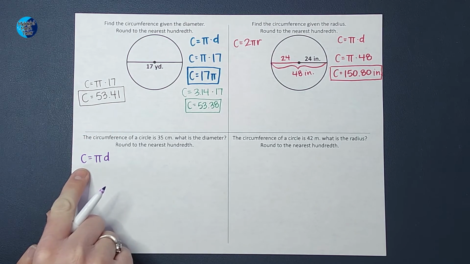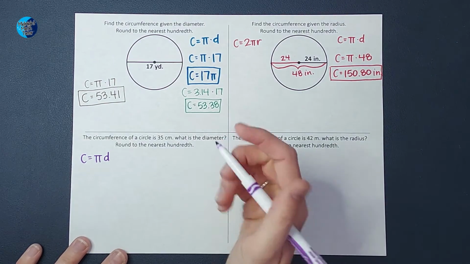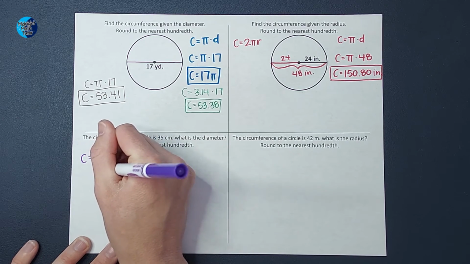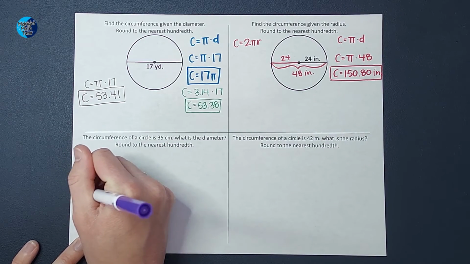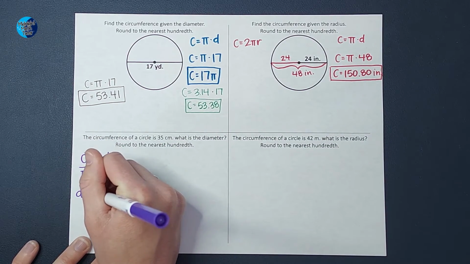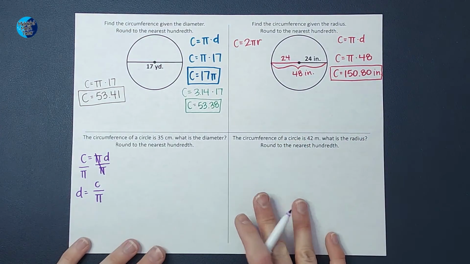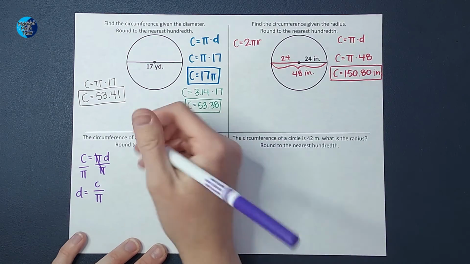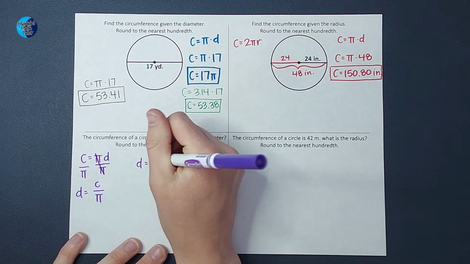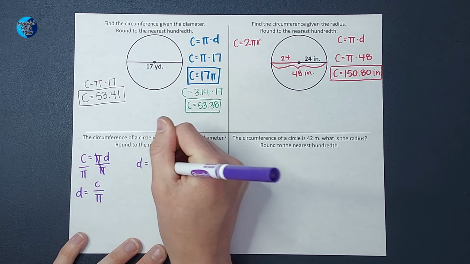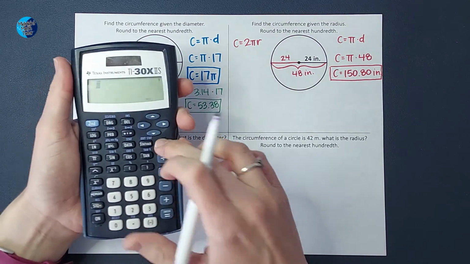So I've been given the circumference this time and I want the diameter. So I want d, or the diameter, alone. So I would divide both sides by pi and end up with that my diameter is equal to the circumference divided by pi. Did that make sense? All right, so now let's go ahead and plug these numbers in. My diameter is equal to my circumference, which we've been told is 35, over pi.